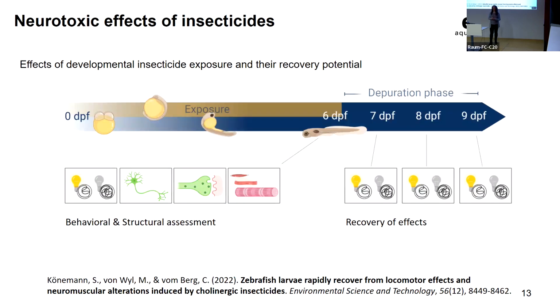So then we wanted to see how the larvae are affected when they're exposed to the insecticide throughout their development. So therefore, we exposed the larvae from day 0 to day 6 to these insecticides, which covers the whole development from a fertilized egg to an independently feeding larva. We then measured their behavioral responses, and also we wanted to see whether these are accompanied by structural changes in the nervous system. We then also were interested in whether these effects could recover, and therefore we placed the larvae back into a chemical-free medium for 3 more days.